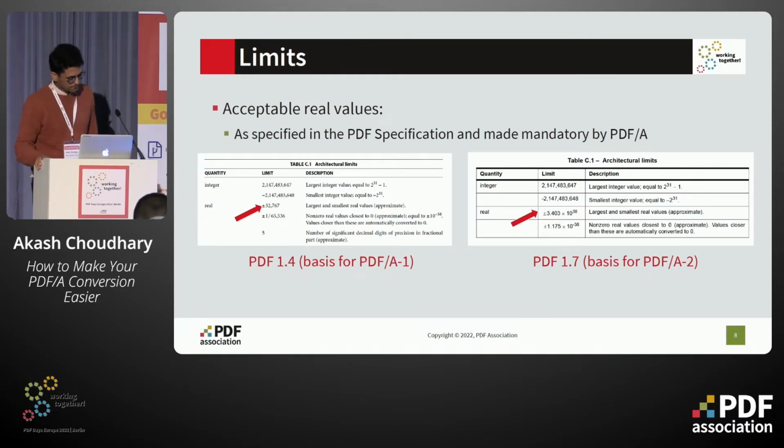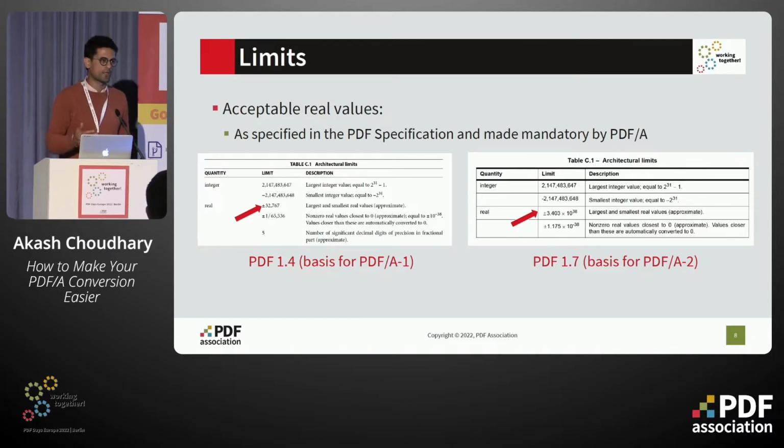The first one: the PDF 1.4 specification, which is the basis for PDF-A1 on the left-hand side, if you can see on the screen, specifies that the acceptable real values within a PDF file have to be within the limit of plus minus 32,767, whereas this has been increased in PDF 1.7, which is the basis for PDF-A2, and there the value is much higher. These are specified in the PDF specification, but they're made mandatory by PDF-A. That is very important to note here.